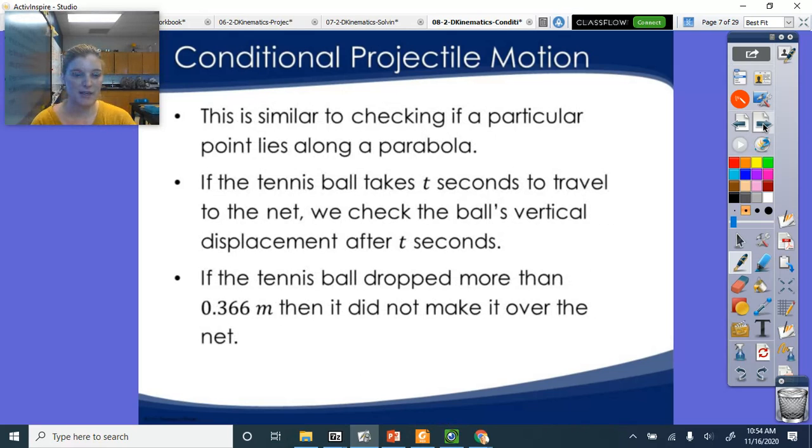It's kind of the same idea as checking to see if a point is actually on the line of a parabola or not. So if it's going to take t seconds to travel to the net, we just have to see what the vertical displacement is after those t seconds. And if it's dropped more than that 0.366 meters from where it started, then it is not going to make it.